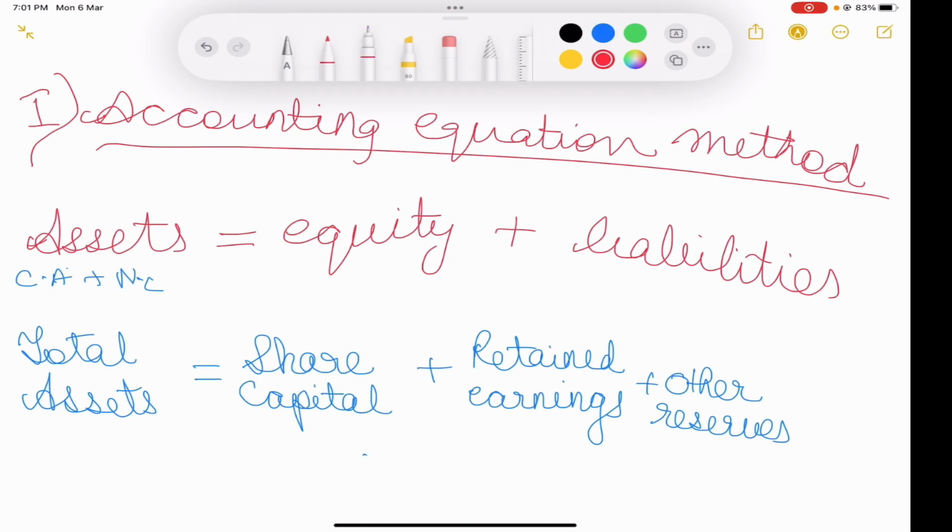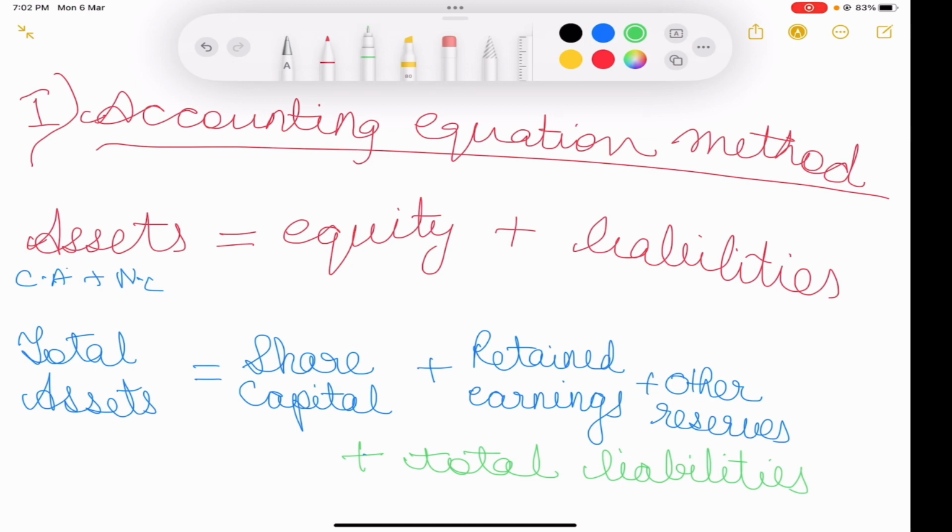Plus, now let's go to liabilities. Now what are liabilities again? Current liabilities plus non-current liabilities. That's it. This is the equation which we are going to be using to solve the questions if we have to solve the question using the accounting equation method.